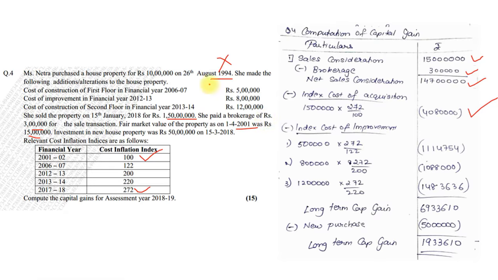Less indexed cost of improvement. Three improvements are there. One is of 5 lakh, 8 lakh, and 12 lakh into 272, all of them divided by the CII of the improvement year. So the first will be 122, then 200 and 220. So 122, 200, 220. Multiply, divide, we get those three individual values. From sale consideration, when we minus all these, we get 69 lakhs 33,610. Less new purchase of investment, which is done of 50 lakhs. We get a final long-term capital gain as 19 lakh 33,610. Okay, so this was the question based on long-term capital gain.